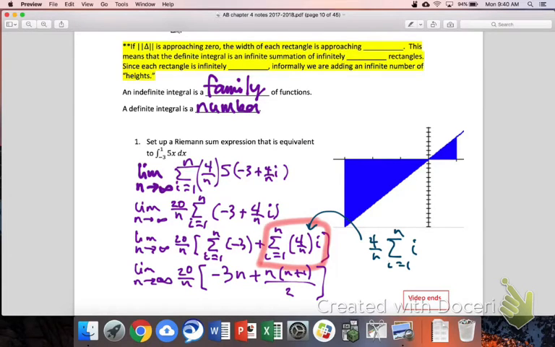Okay, so I'm going to continue on to the board here. I know I'm out of room, but check this out.